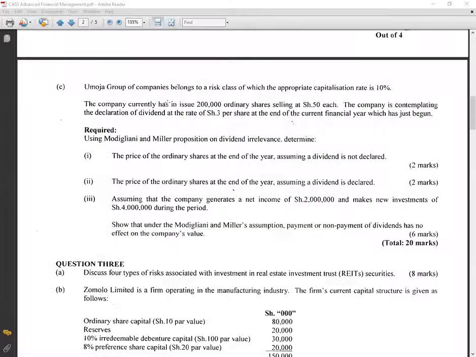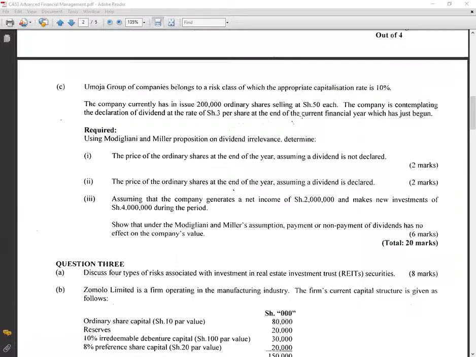So here we are. We are reading: Umoja group of companies belongs to a risk class of which the appropriate capitalization rate is 10%. Capitalization rate is cost of equity, or cost of capital, but here we shall use it as cost of equity. The company currently has in issue 200,000 ordinary shares selling at 50 each. The company is contemplating the declaration of a dividend at the rate of shillings 3 per share at the end of the current financial year, which has just begun.